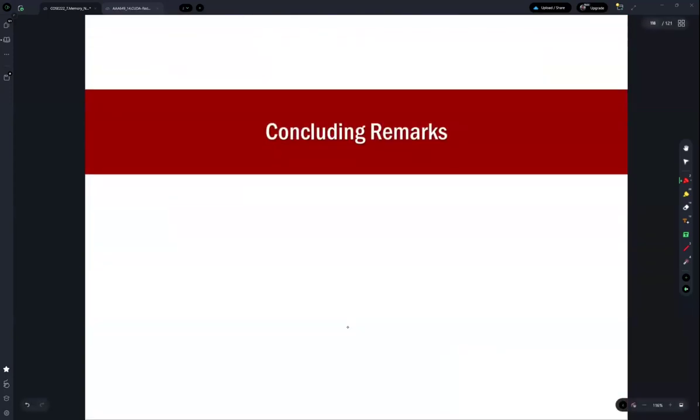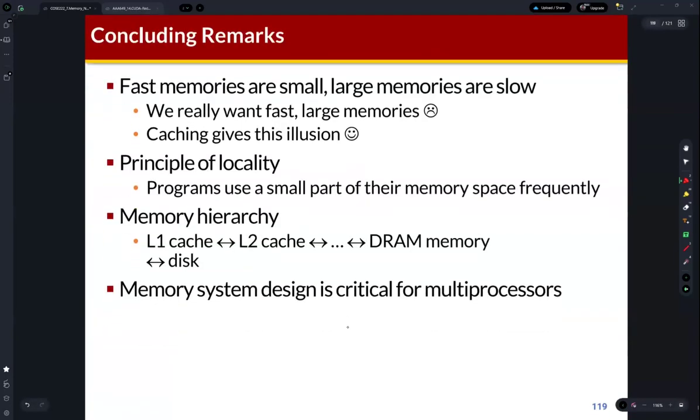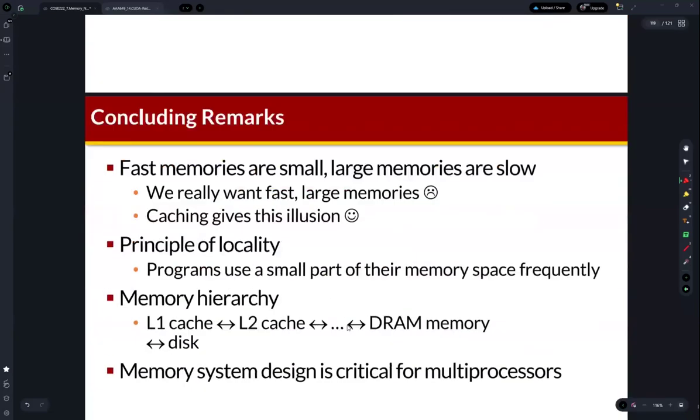Okay, so we learned about the memory system. The memory system is designed for increasing the performance, and memory system performance is very critical for the performance of computer systems. That's why memory systems are very, very important and critical. So we learned about the cache and the virtual memory. Okay, so I will conclude this chapter 5.